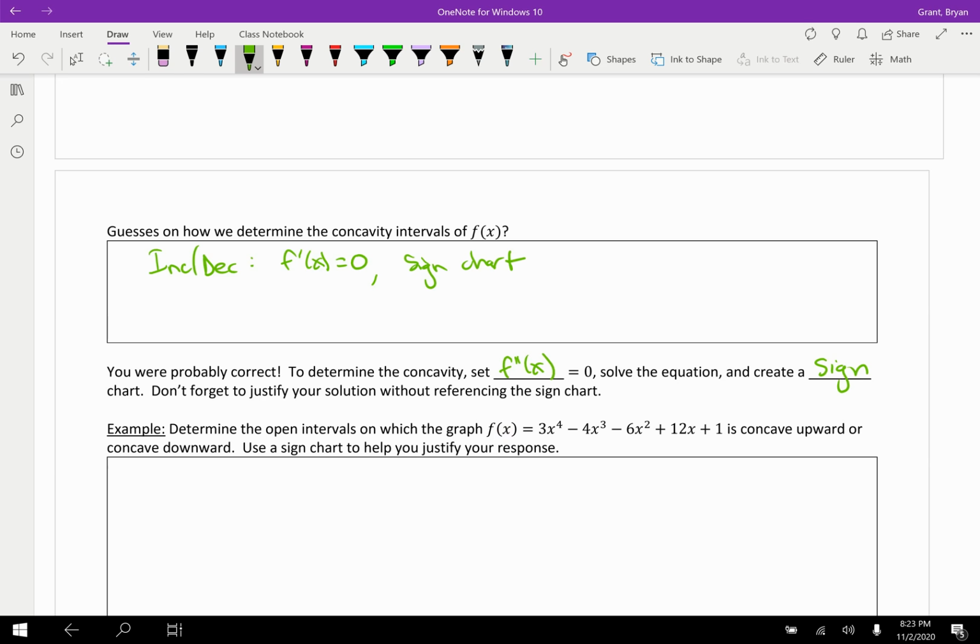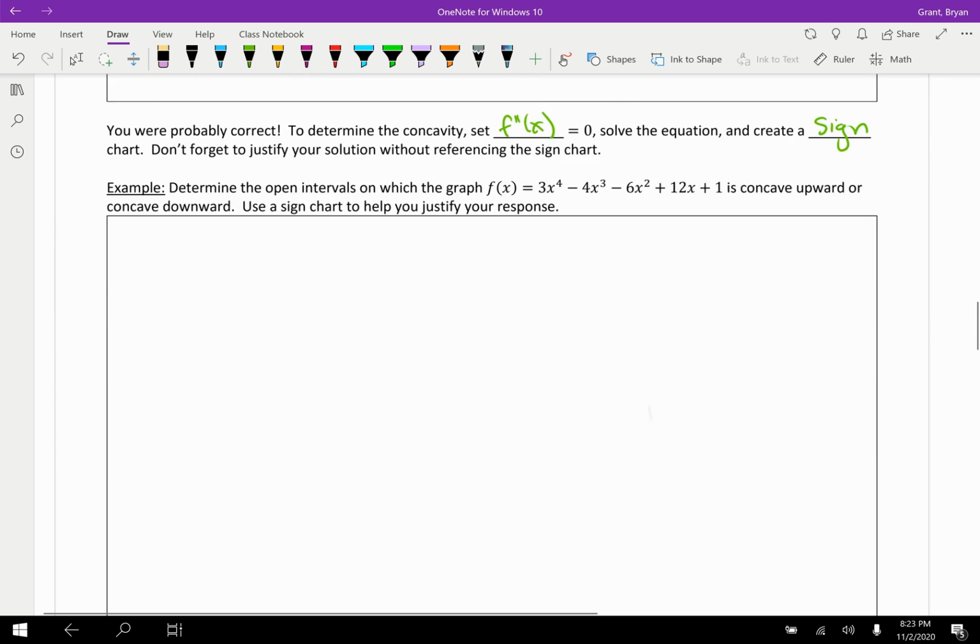And so f double prime's method, easy for me to say, to determine the intervals of concavity is the exact same process to determine the intervals where f is increasing or decreasing, except instead of using the first derivative, we use the second derivative. So let's rock and roll.